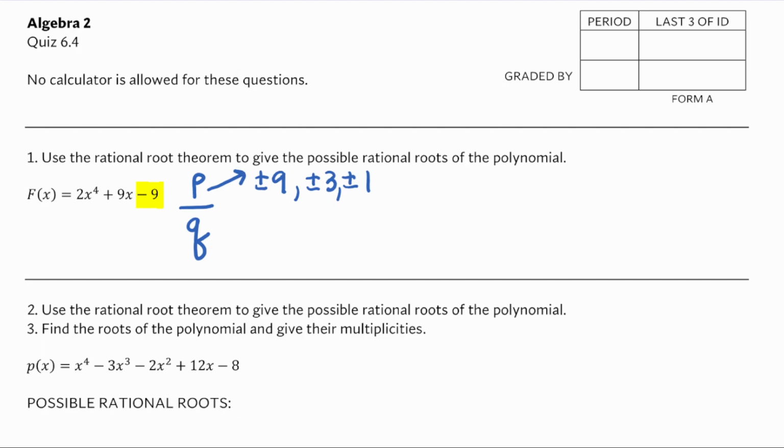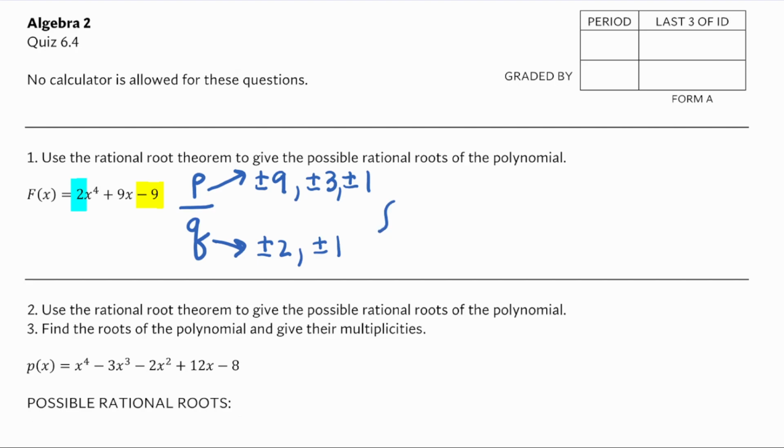Okay, q is going to be a factor of the leading coefficient, which in this case is 2. So I've only got two factors of 2, I've got 2 and 1. So what I do is I combine all of these in all of the ways that I could, to get different numbers when I divide 9, 3, 1, and their negatives by 2 and 1.